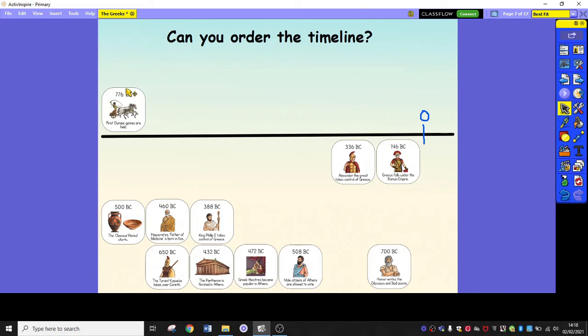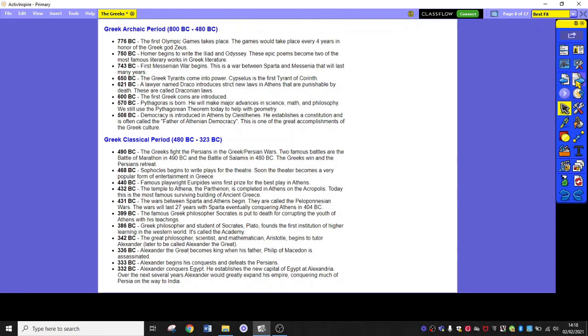So your job, if you're in green or yellow group, is to order the Greek events on this timeline and make sure you read them, because there's some really important events on there. If you're in blue group or in yellow-green group who want to push yourselves a bit, I have included a link to a website where there's lots and lots of events that happened in Greek history. And using this, you could research and put what you think the most important ones on there are.